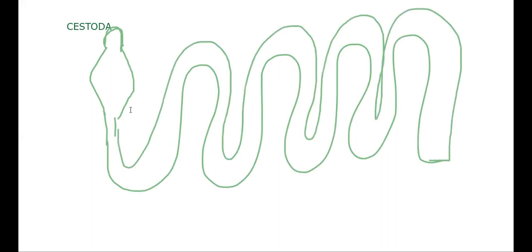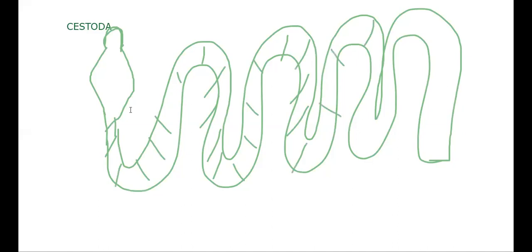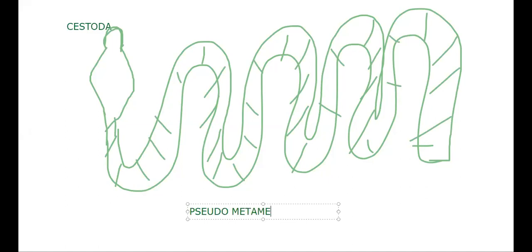Earthworm also has segments, isn't it? But there is a difference. The earthworm segments are equal in size and shape, so you can't compare the earthworm segments with these segments. This type of segmentation in the tapeworm is pseudo-metameric segmentation. It is not true segmentation like the earthworm. We call such segmentation pseudo-metameric segmentation.